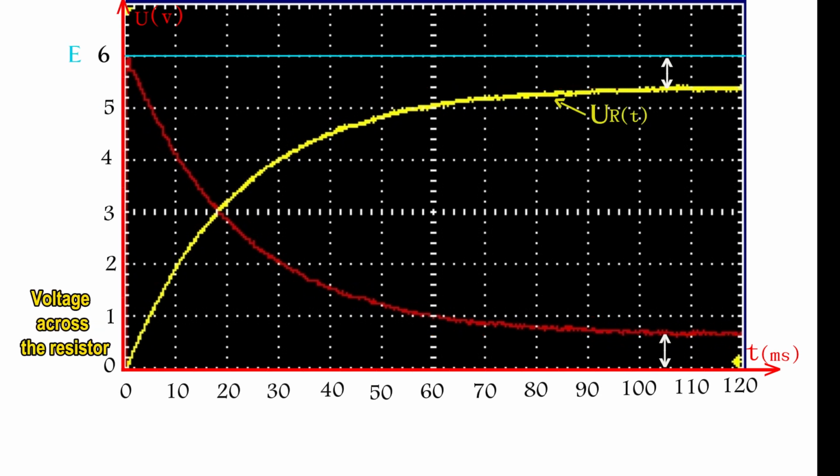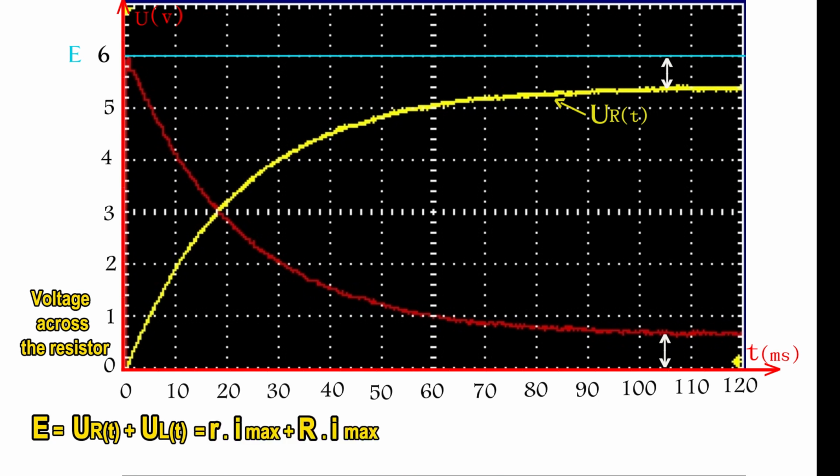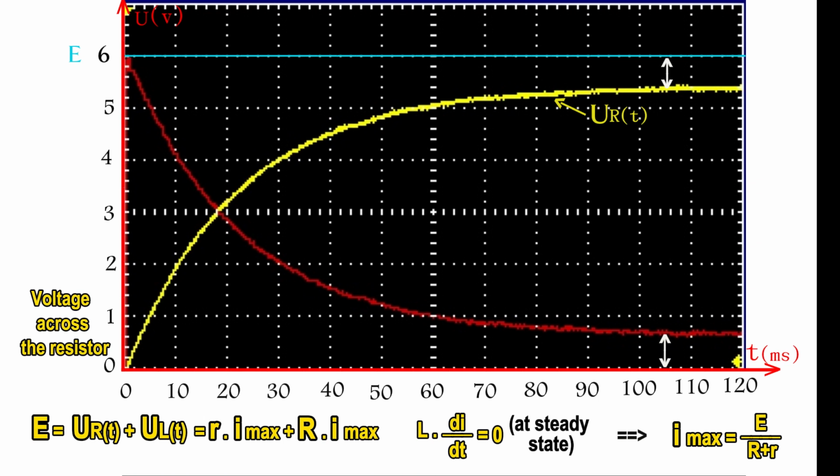Voltage across the resistor. This maximum current can be determined because at the terminals of the assembly, the voltage E is equal to the sum of these two voltages, UR of t plus UL of t, which is equal to r times I max for the coil, and R times I max for the resistor. And since L times di over dt equals 0 at steady state, we can deduce that, in steady state, I max is equal to E over R plus small r.